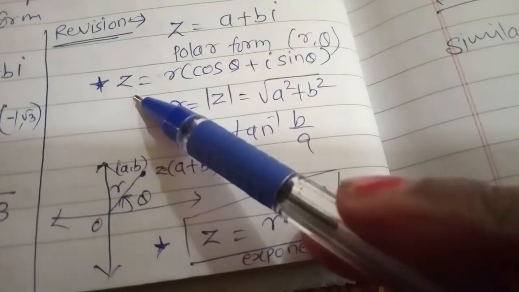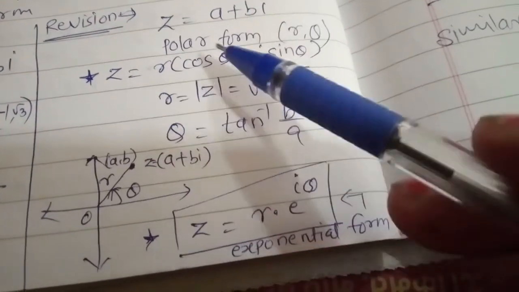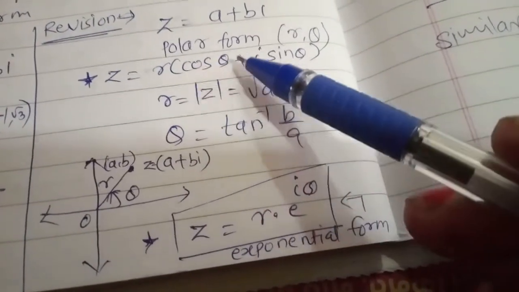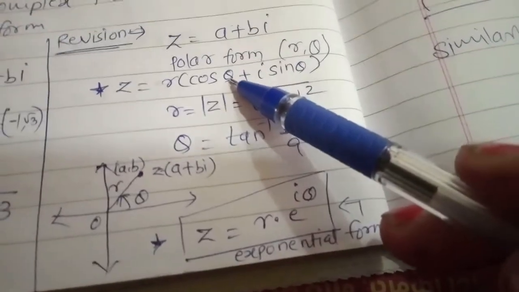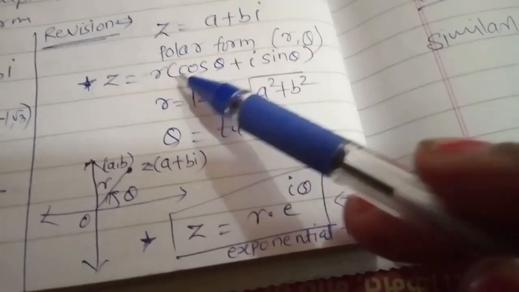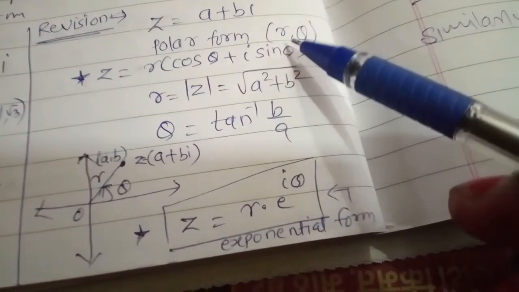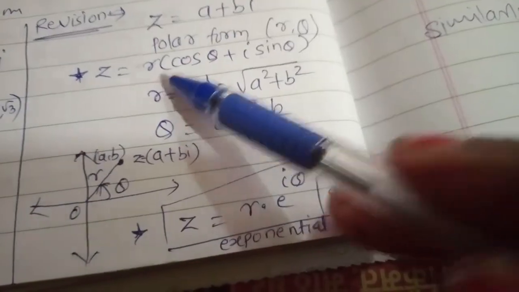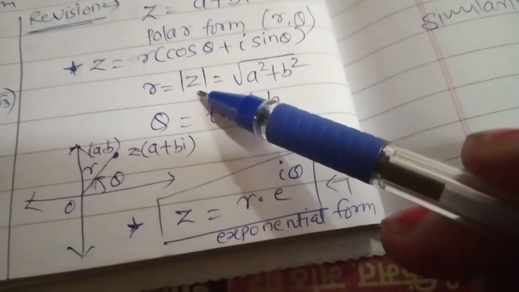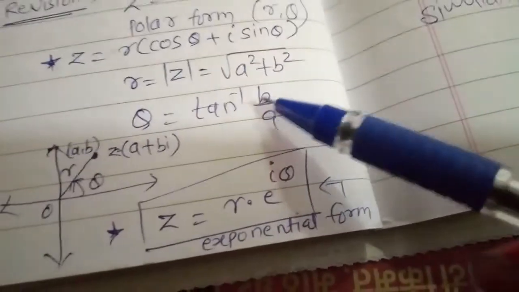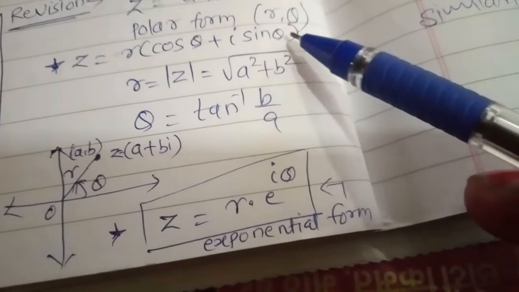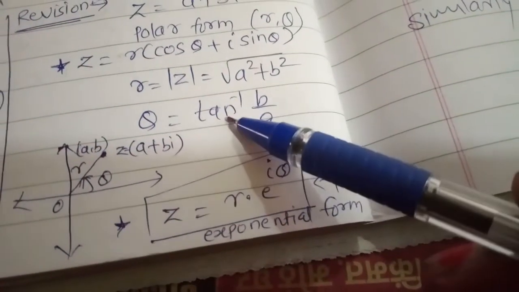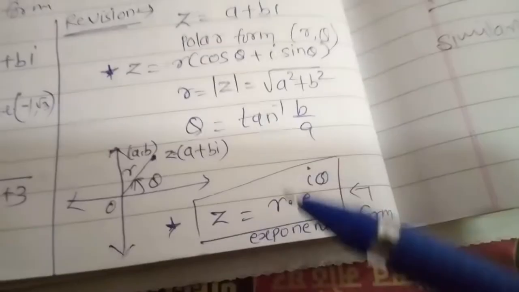The polar form is generally denoted by z is equal to r (cos theta plus i sin theta). It is the formula for the polar form of the complex number. How can we find this r? The formula for r is nothing but the magnitude of z, which is root of a squared plus b squared. And how do we find theta? The formula for theta is tan inverse of b upon a.